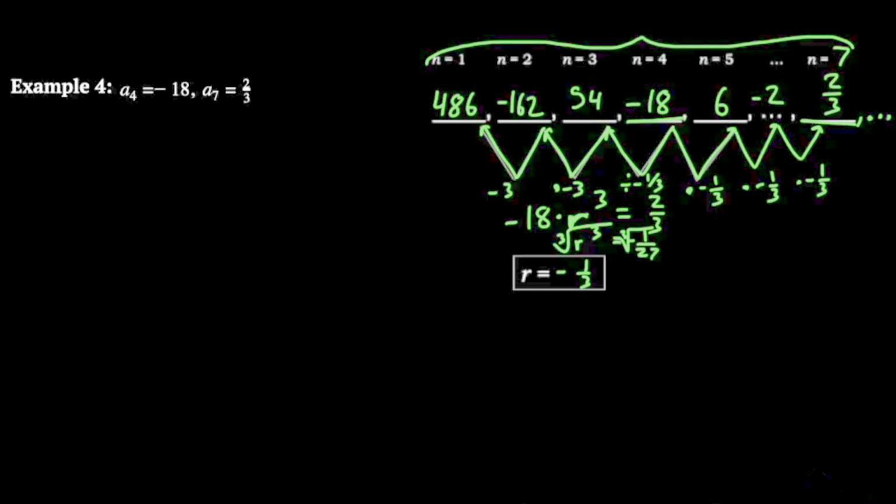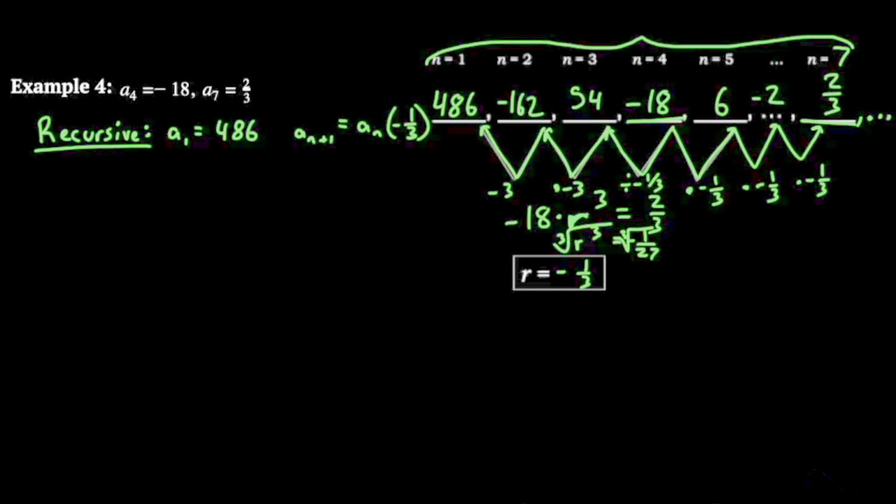So let's represent all this a little bit more efficiently by writing a recursive rule. Recursive rules always have to tell you where to start, and so this problem didn't tell us where to start. We actually had to figure that out ourselves, and we got 486. So there's our first value. Every term number after that depends on 486. So we'll say the next term, a sub n plus 1. In order to get that, you take your current term, and what do you do to it? Well, working forwards here, we were multiplying by negative 1/3. So we'll say times negative 1/3, and there's your recursive rule.